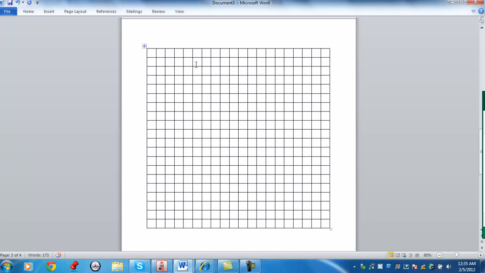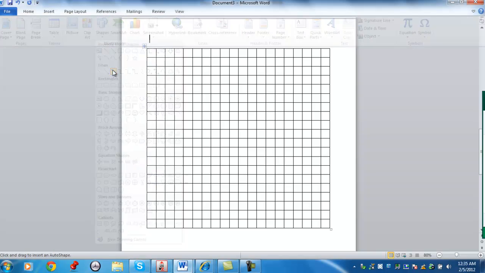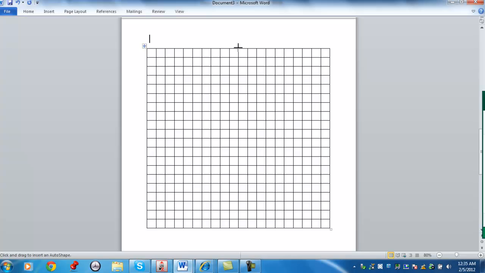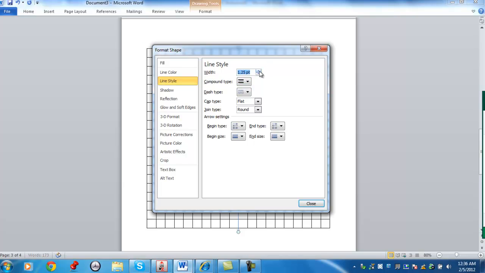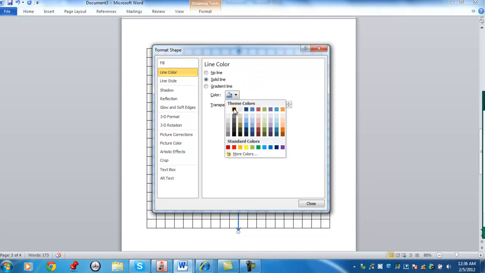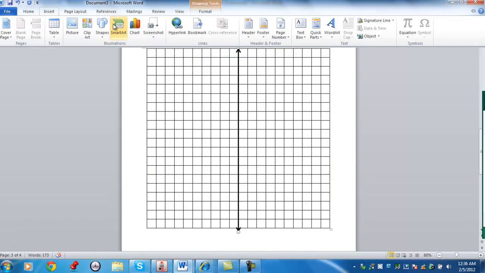Okay, let's draw the X and Y axis. So I'm going to go to Shapes. I'm going to make a double arrow. Choose somewhere that you would consider to be the middle. Okay. I like to right click on it and I'll format the shape. I'll make it bigger. Get 3 points. Change the color. Make it black. Okay, that's going to be my y-axis. I'm going to insert another shape.